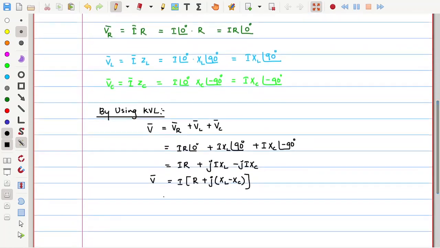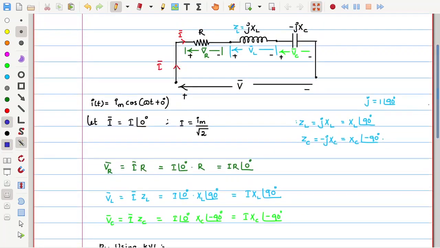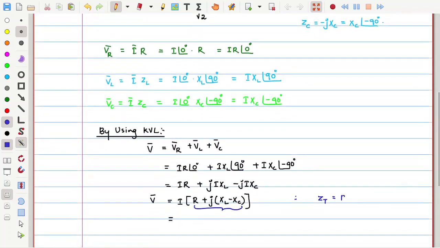Now, try to observe this entire thing, I can treat it as the total impedance of the circuit. See that the total impedance is the sum of each element's impedance, that is, resistive impedance, inductor impedance, capacitive impedance ZC. If I add up all these, how much will I get? Check it. R plus jXL minus jXC. Now, if I take common this j, what I get is R plus j into XL minus XC.